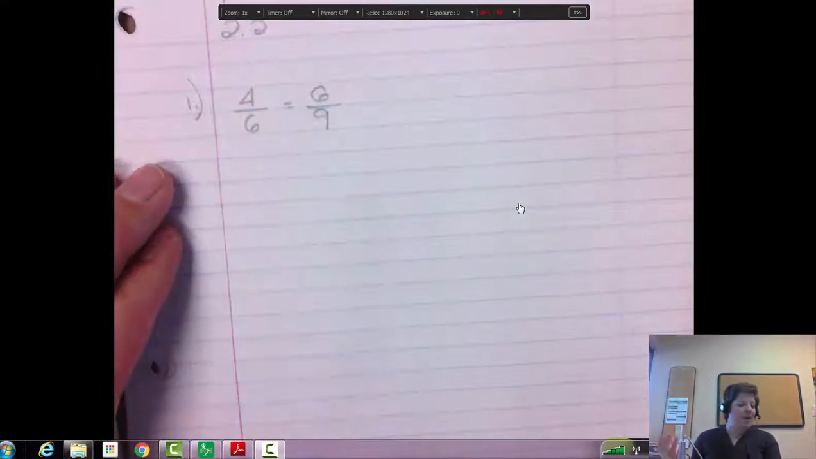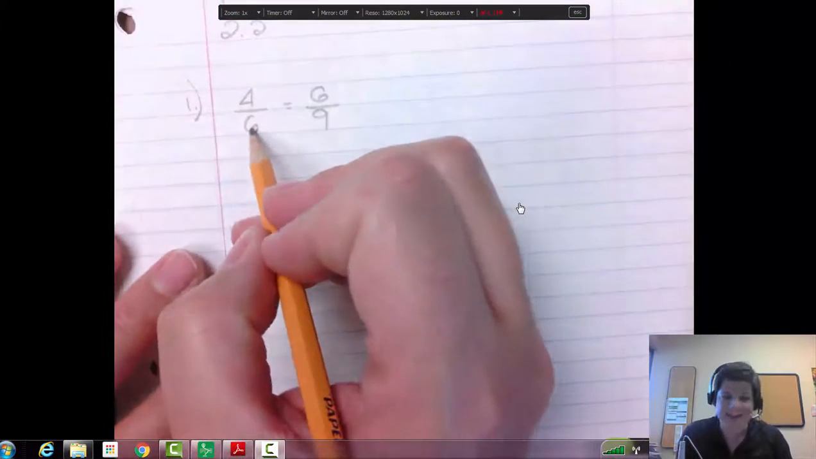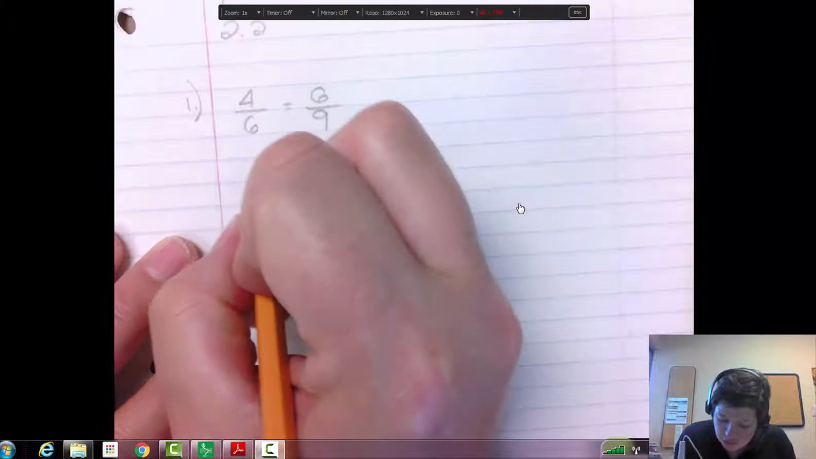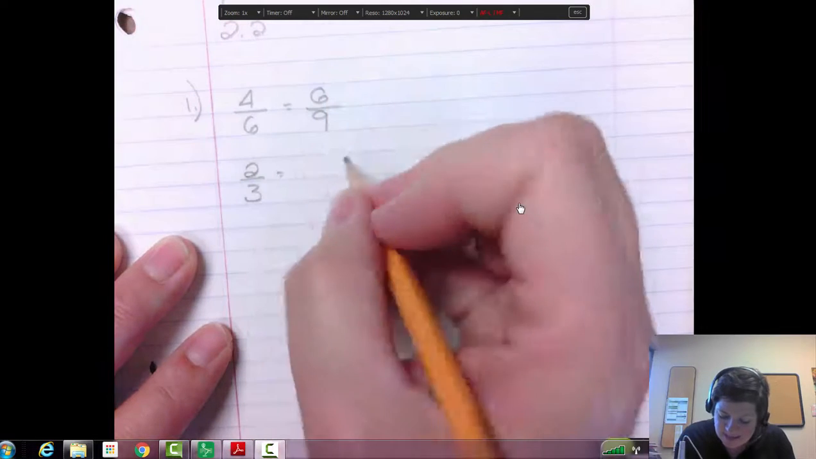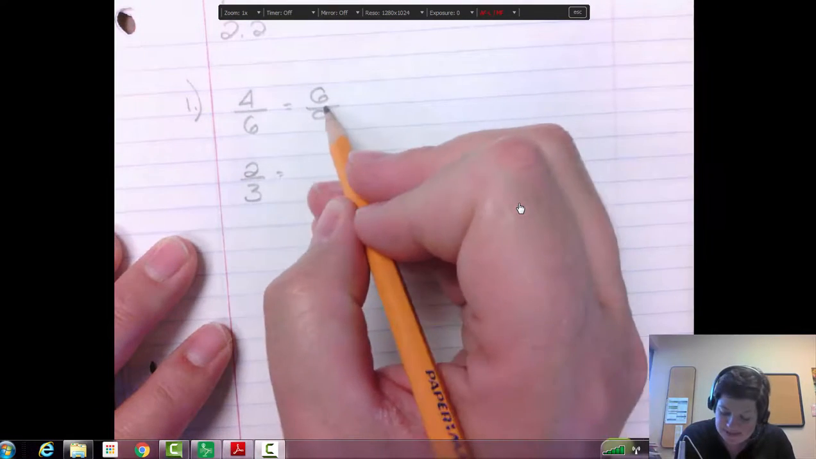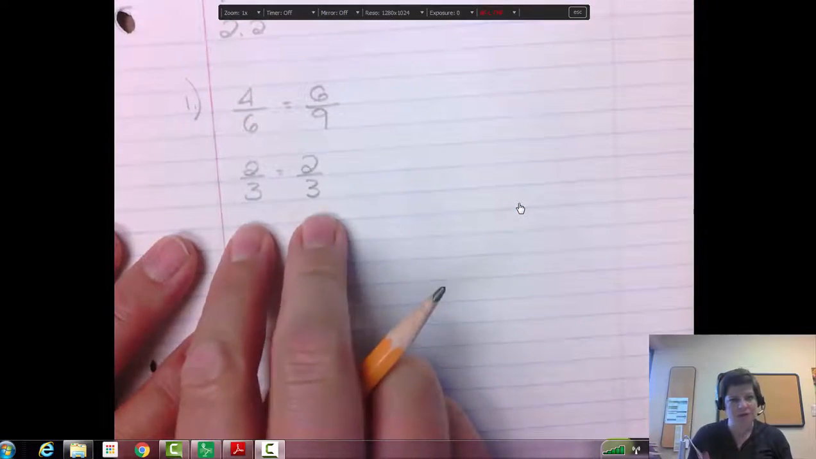And you could have gone the other way. I did X over Y, or time over heartbeats. We can switch it and do heartbeats over time, which is both ways are okay. It's probably more common to do the opposite way that I just did, but either way will show you the relationship. So 4/6 is going to reduce to, if you divide it by 2 on both, 2/3. 6/9, when I divide both of them by 3, 6 divided by 3 is 2, 9 divided by 3 is 3, and I get 2/3 for both.